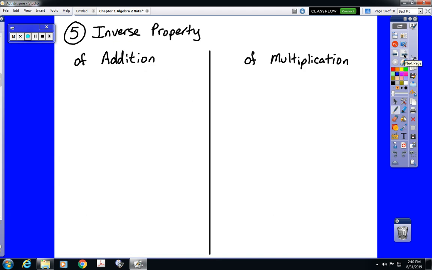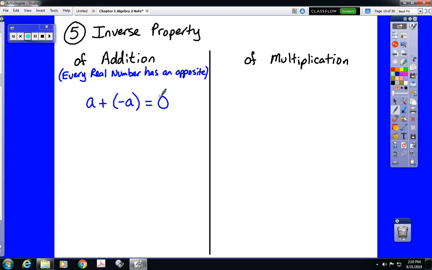In addition, we have what's called the inverse property. Okay? The inverse property of addition basically states that every number, every real number, has an opposite. Except, of course, for the additive identity. What it's saying is that for every A, there is a negative A, such that if you add them together, you will get a 0. In other words, negative A would be known as the additive inverse. The more common phrase that we've used is the opposite.